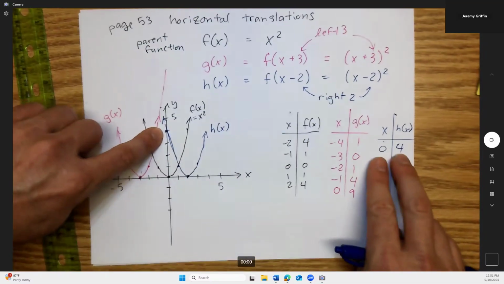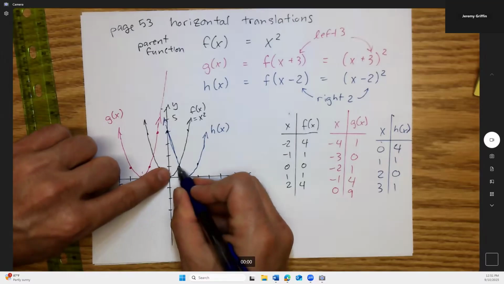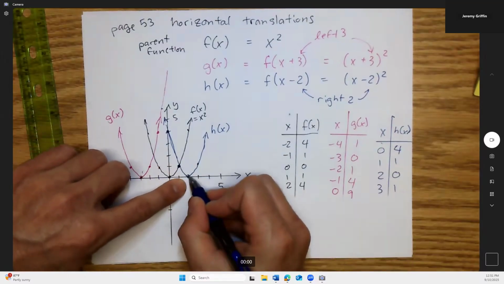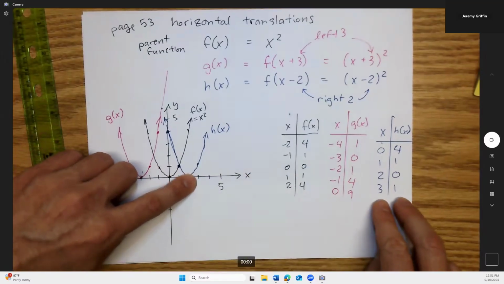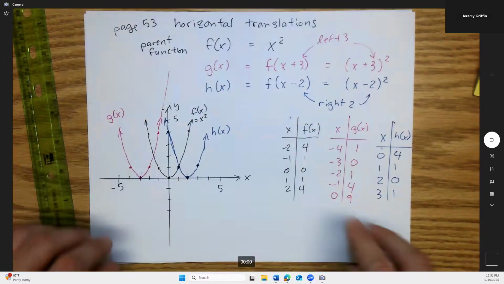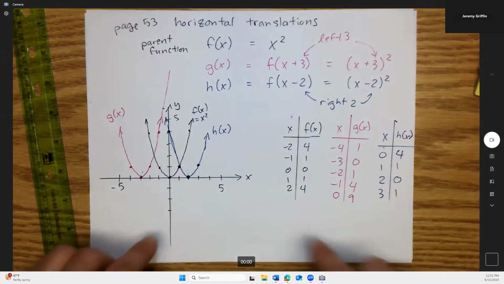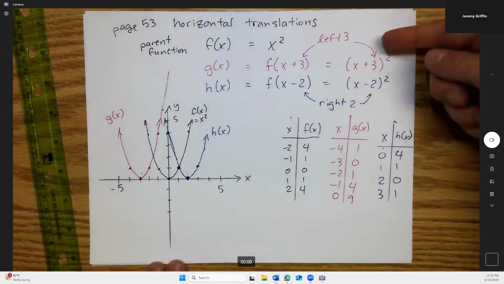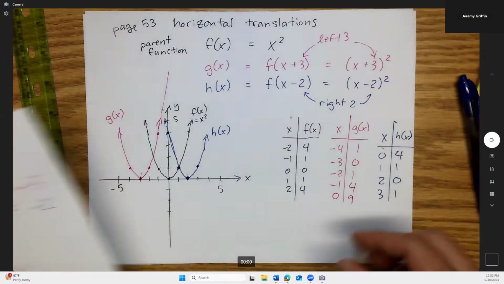Here's 0, 4. 1, 1, right there. Oh yeah. 2, 0, oh yeah, the vertex. 3, 1, right there. Of course, I could do a million points. They would all land on each of those curves, whichever function it comes from. So that's the rule. Okay, so again, this is pretty similar.